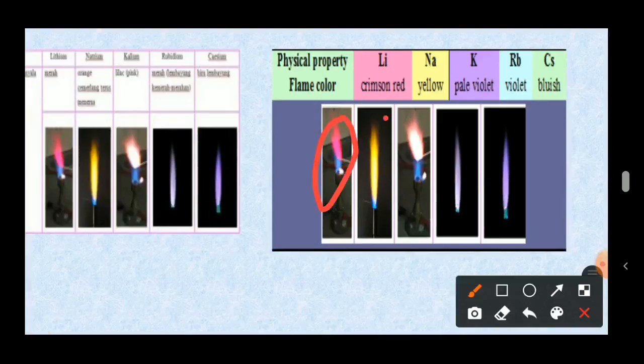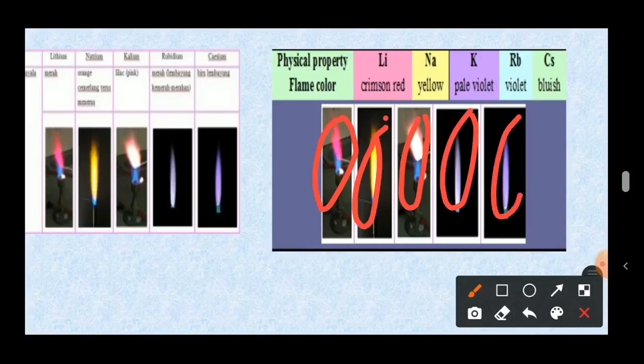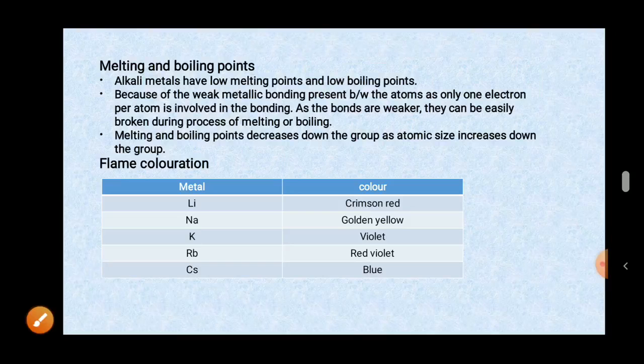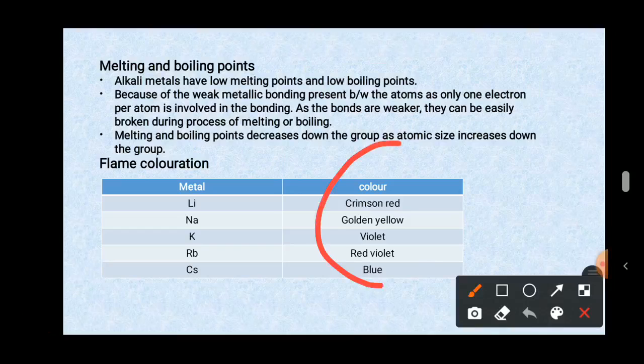Then golden yellow color. This is pale violet, sometimes also called lilac. Rubidium, violet. Cesium, bluish, sky blue. So you can see the different colors. Color formation is also very important for the sake of the exam. Usually a question will be asked for 1 mark, so you have to learn this column table by heart.